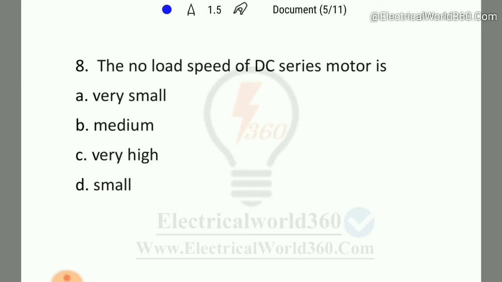So coming to the next question. The no load speed of DC series motor is very small, medium, high or small. So as we know, it is clear that the speed of DC series motor at no load is very high. So it is never started at no load. So here option C is the right answer.